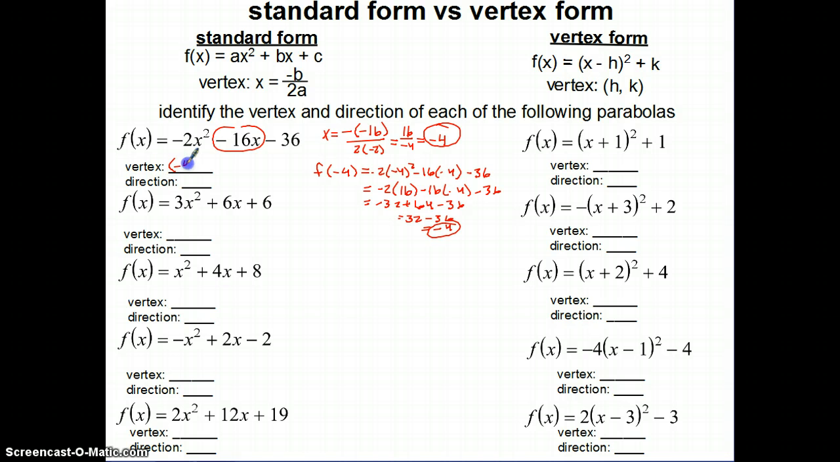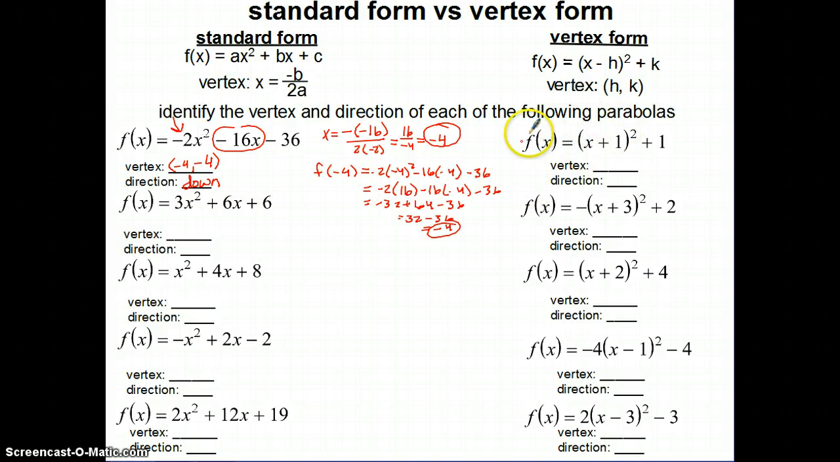Now to identify the direction, all we're going to do is look at that leading coefficient of negative 2. Since it's negative, that implies that our parabola is facing downward. If it were positive, it would be an upward-facing parabola.